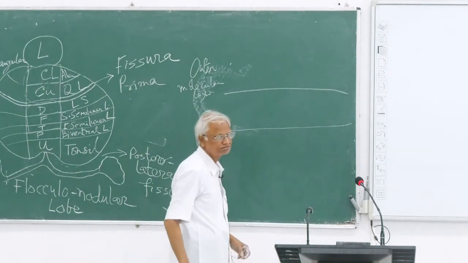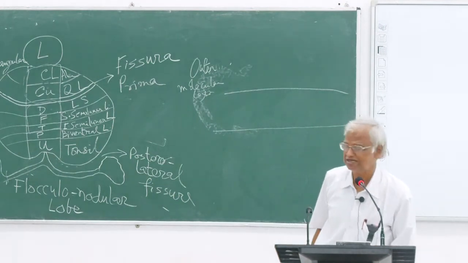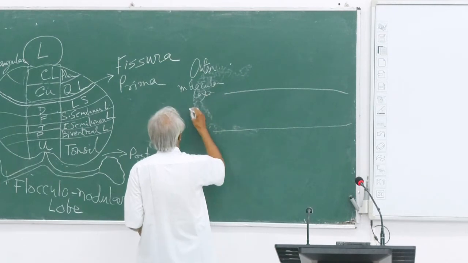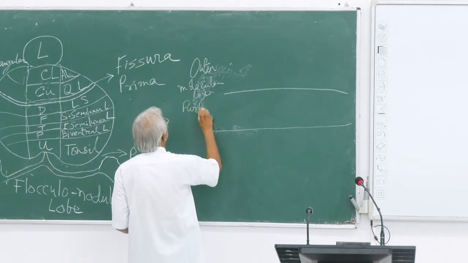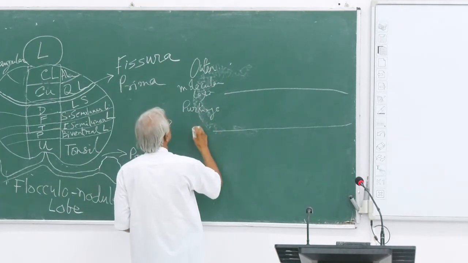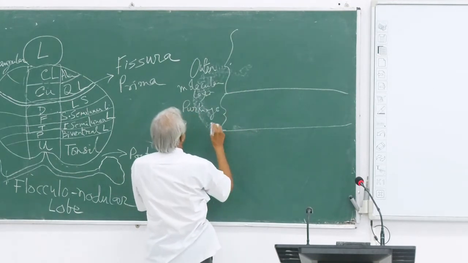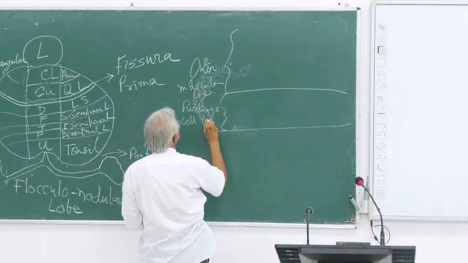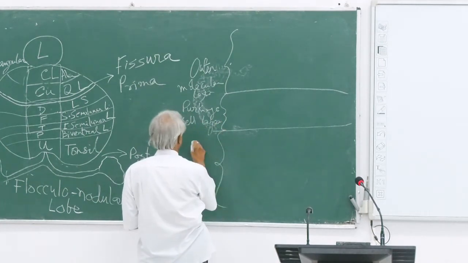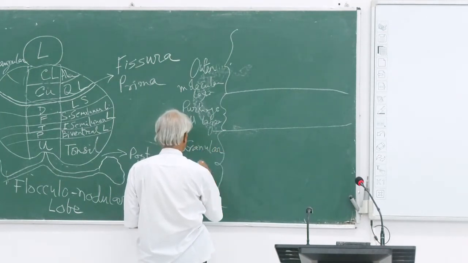And intermediate, that is called the Purkinje cell layer, the narrowest. And the innermost is called the granular cell layer or simply granular layer.